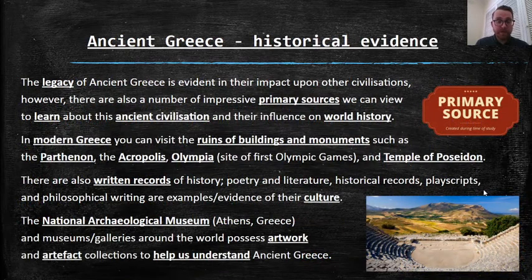The Acropolis of Athens, Olympia, which was the site of the first Olympic Games, and the Temple of Poseidon. All of those monuments, all of those buildings can teach us about ancient Greece by looking at the architecture, by looking at writing on some of the walls or in vases that were found in the Parthenon. You can learn about their religion, their culture, their history.